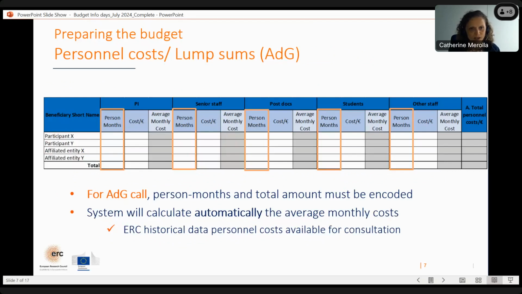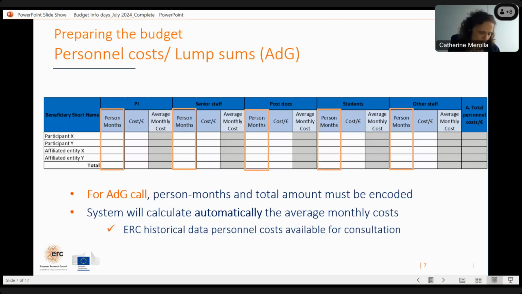I don't want to spend time here for advanced grant, just for you to know the way you think the budget and the resources is exactly the same as any other type of grants. But of course, there is a little difference in the way we ask the information for personal cost. We want you to present it with person months and the total average. This is because, of course, the panel is going to assess specifically the personal cost.